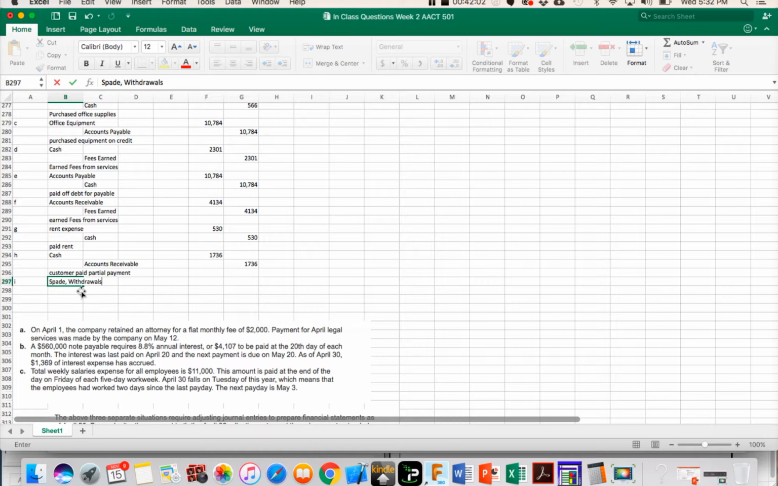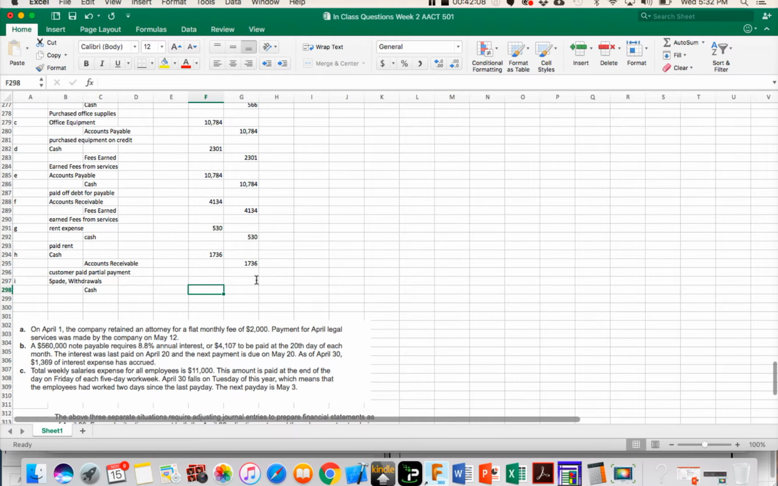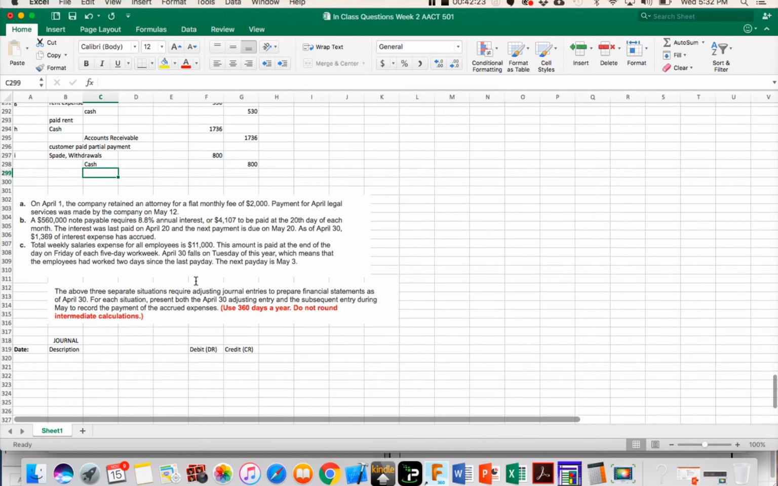And from the company's perspective, cash is going down. So we have $800 less in the company accounts than we did before. This confuses people sometimes because the owner himself or herself is being enriched by $800 of cash. But again, from the company perspective, cash is going down here.